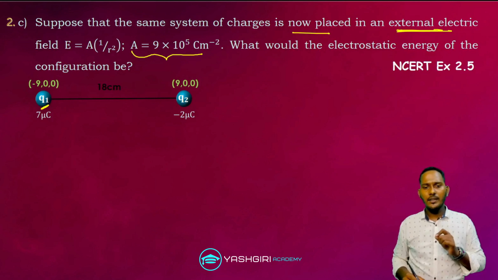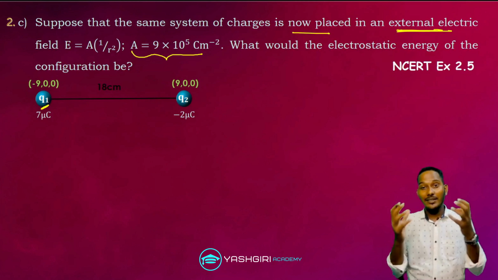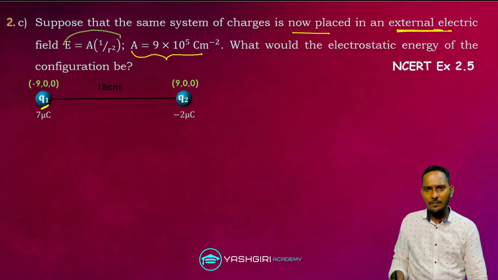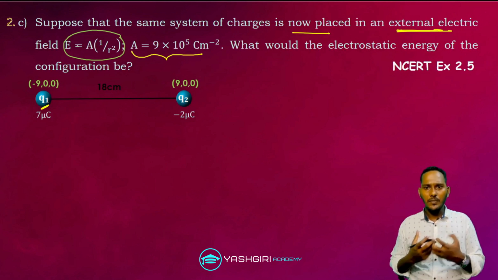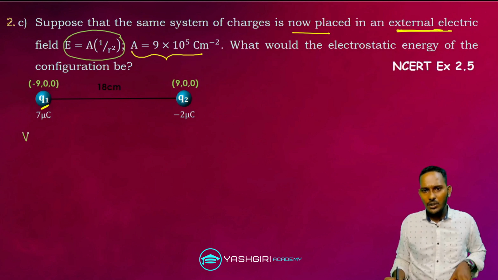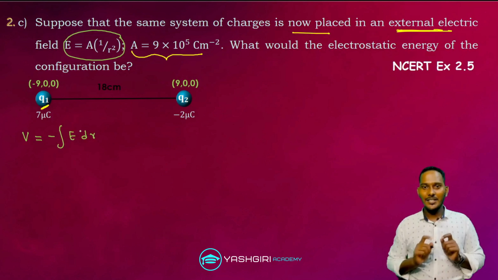So the very first thing that we have to do, students, is find out the potential in that space due to that external electric field. So we know the external electric field is given by this. So can we find out an equation for the potential? We'll see that. So far, students, we know that the electric potential V is nothing but minus integral of the electric field E into dr. This is what we have seen in the previous session.